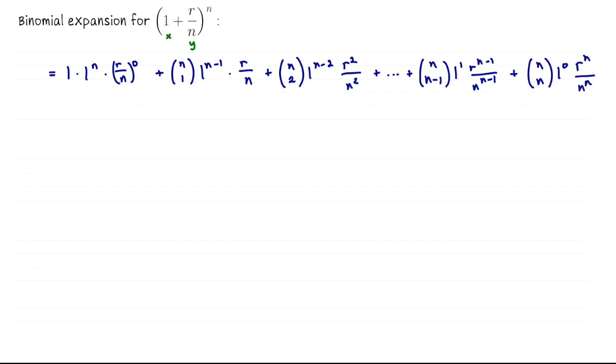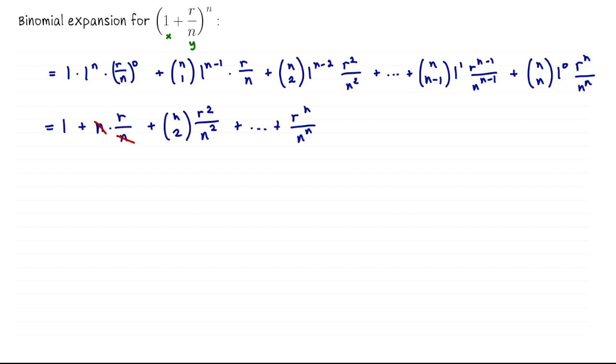Okay, let me simplify this a little bit. As we said, the first term is really just 1. The second term is going to be n times 1 times r over n. So notice that n cancels, regardless of what n actually is. So it's 1 plus r. Plus, now you could try to write out n times n minus 1 divided by 2. That's what n choose 2 is, but let me just leave it as n choose 2, r squared over n squared, plus, and then I'll skip to the end, r to the n over n to the n, because the last binomial coefficient is 1.